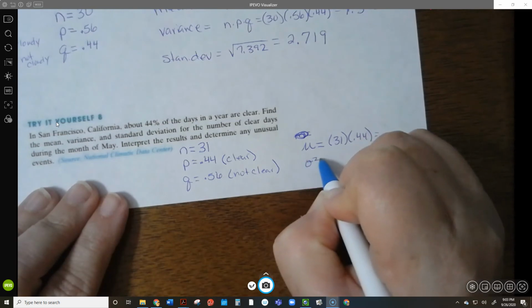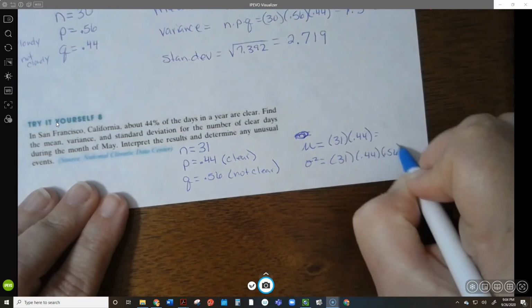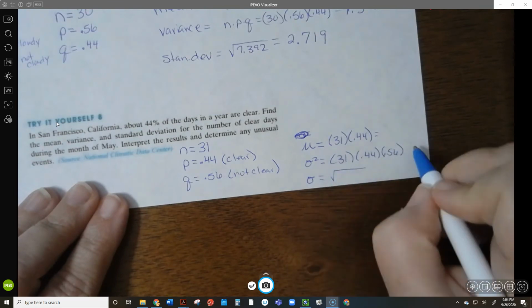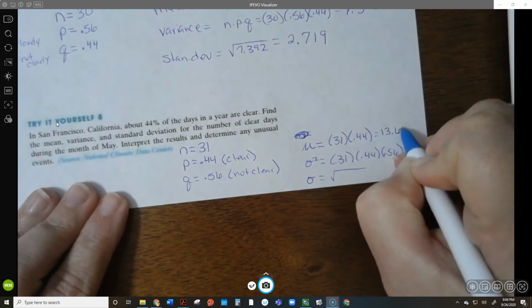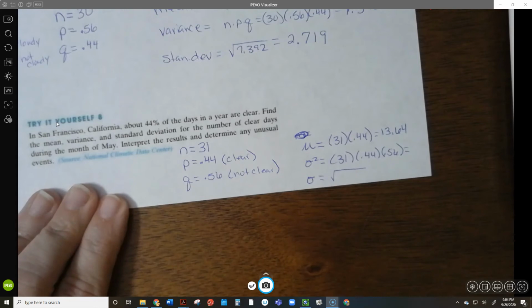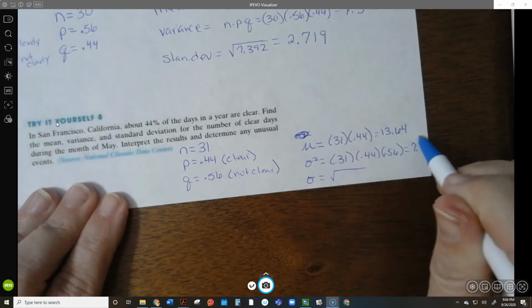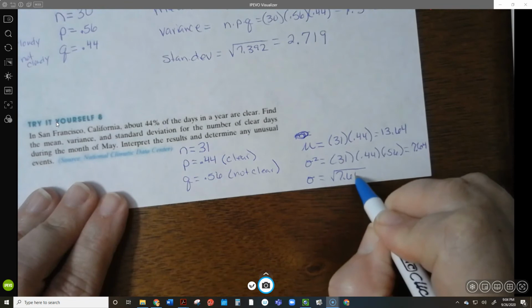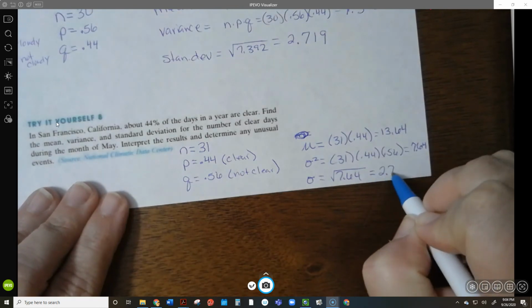The variance is 31 times 0.44 times 0.56. And then the standard deviation is the square root of whatever that number is. So 31 times 0.44 is 13.64 times 0.56, that's 7.64. And then take the square root of that, and you get 2.76.